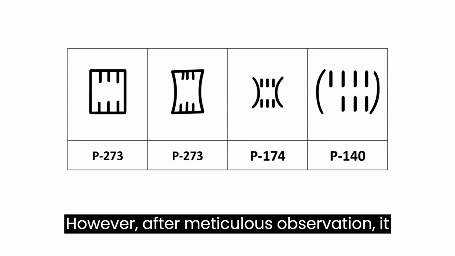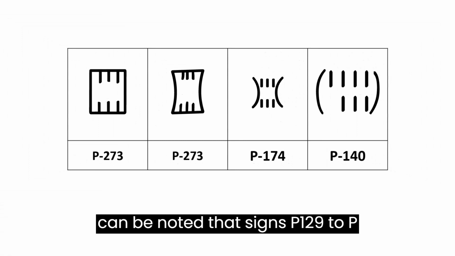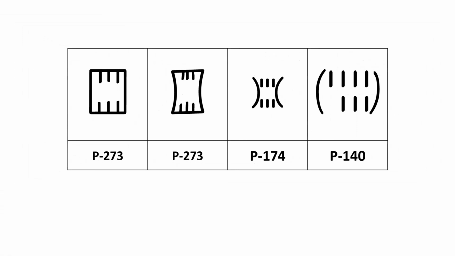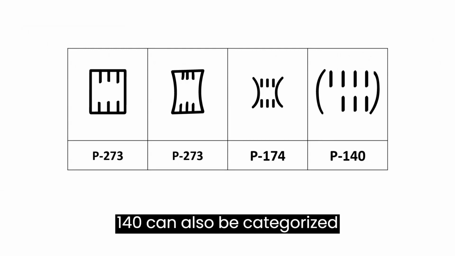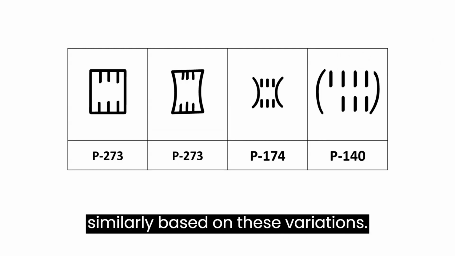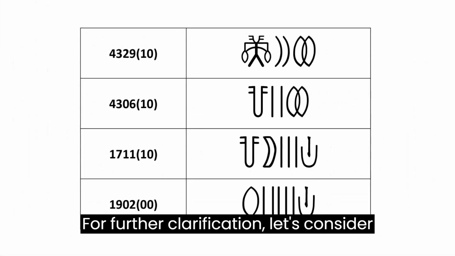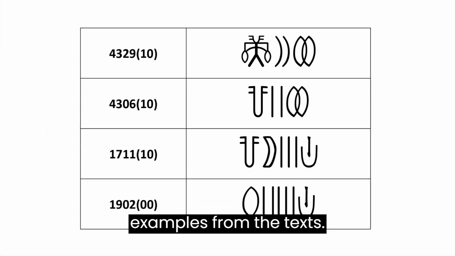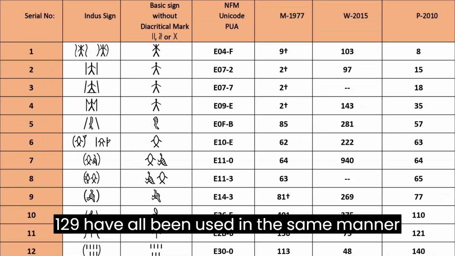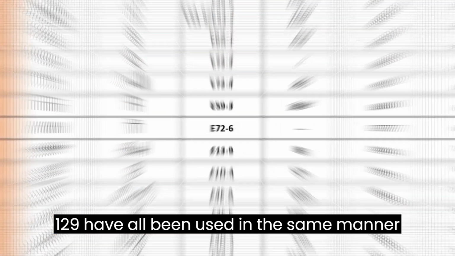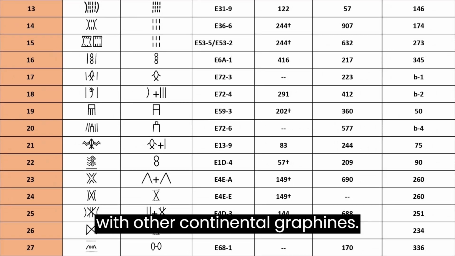However, after meticulous observation, it can be noted that signs P129 to P173, as well as P140, can also be categorized similarly based on these variations. For further clarification, let's consider examples from the texts. These allographic variations of the sign P129 have all been used in the same manner with other consonantal graphemes.